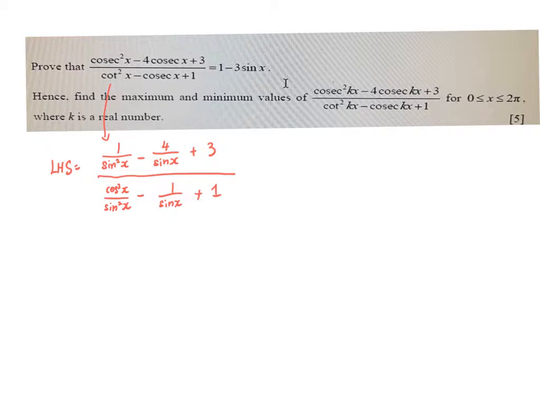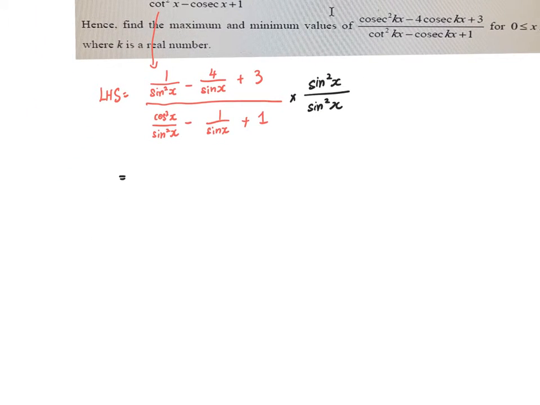Now I realize that most of the terms here have the denominator sine square, and I notice that my endpoint has to end with a sine as well. So I'll do a trick here. I'm going to multiply everybody by sine square over sine square in order to get rid of all my sine square in the denominator, because I don't want a fraction in a fraction. With that I end up with 1.